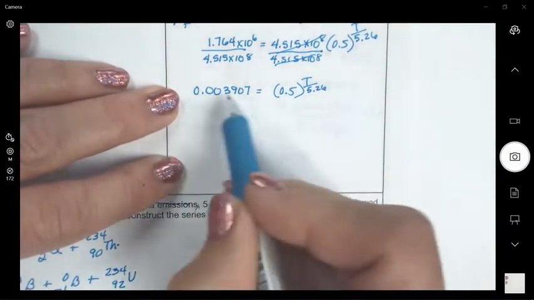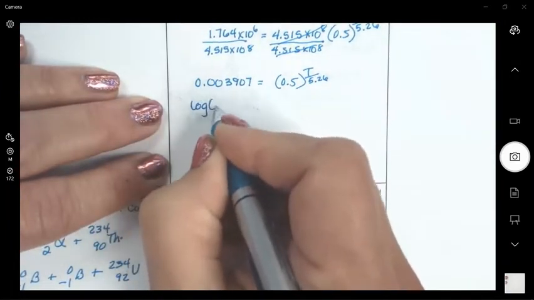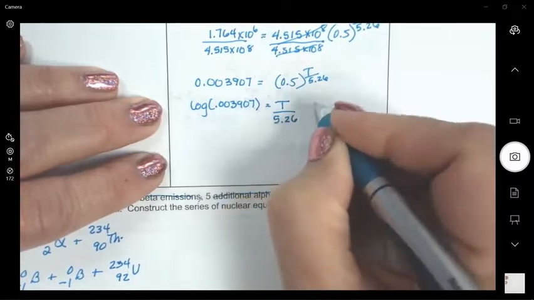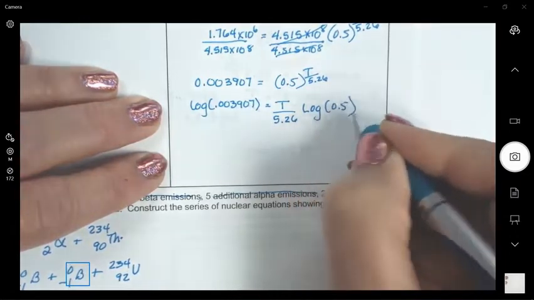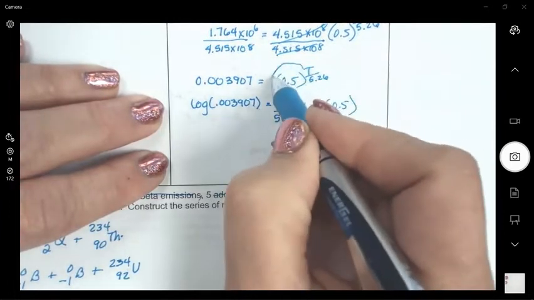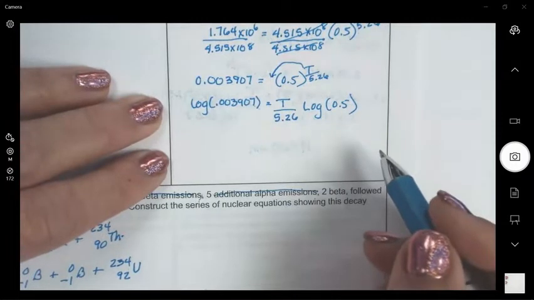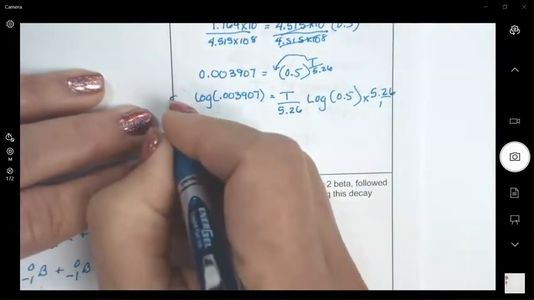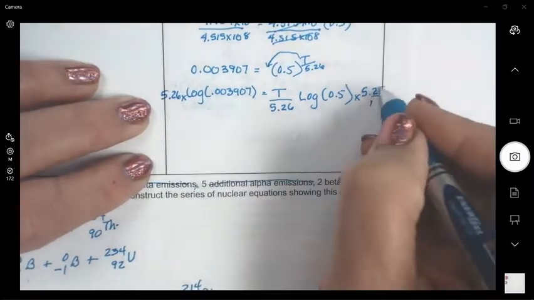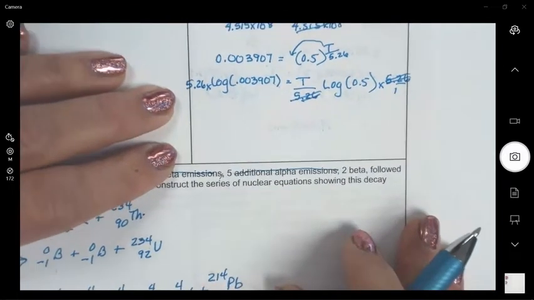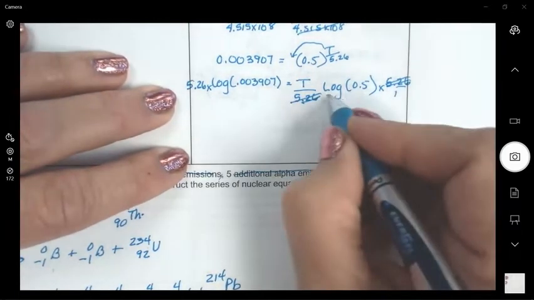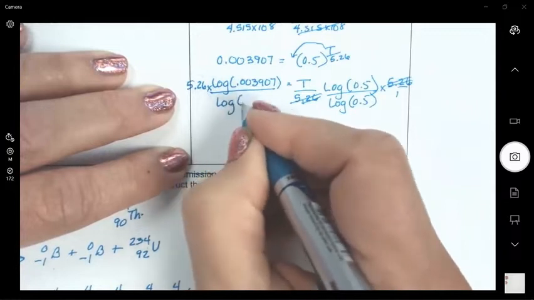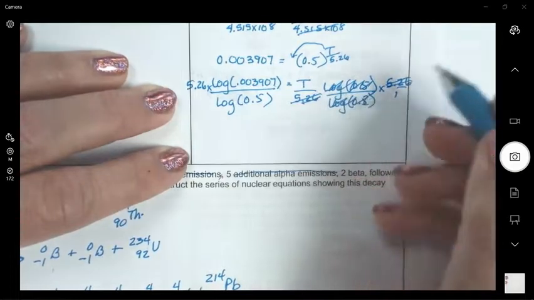And it's at this stage where I'm going to take the log of both sides. So it'll be the log of 0.003907 equals T over 5.26 times the log of 0.5. Remember, we take the log so we can move that exponent down in front. That's why we're using that tool. To simplify, I'm going to multiply this by 5.26 over 1. Whatever I do on one side, I have to do on the other. Anything over itself cancels out. I want to simplify even further by getting T by itself, so I'll divide this side by the log of 0.5, and do the same on the other side. Everything's gone but T.